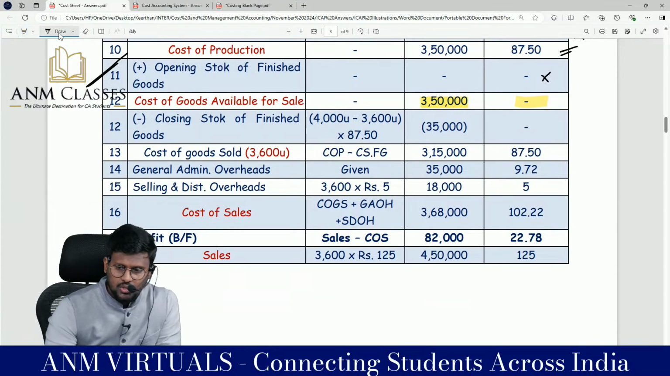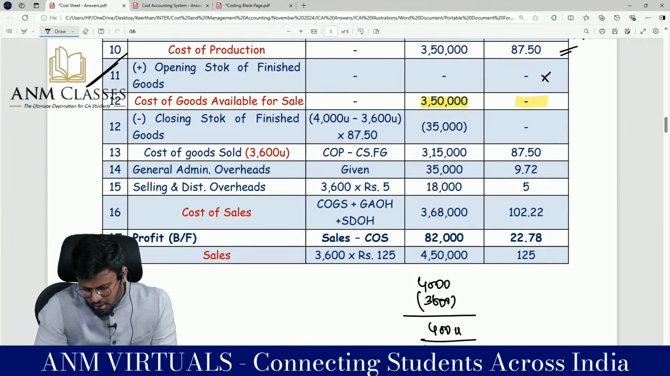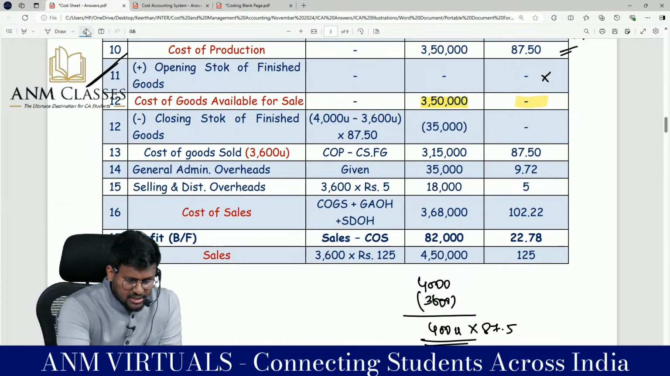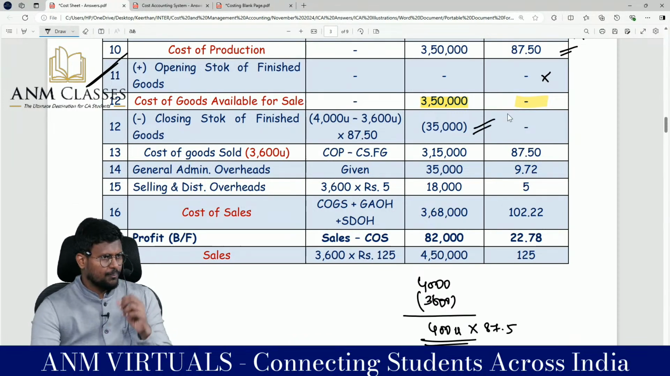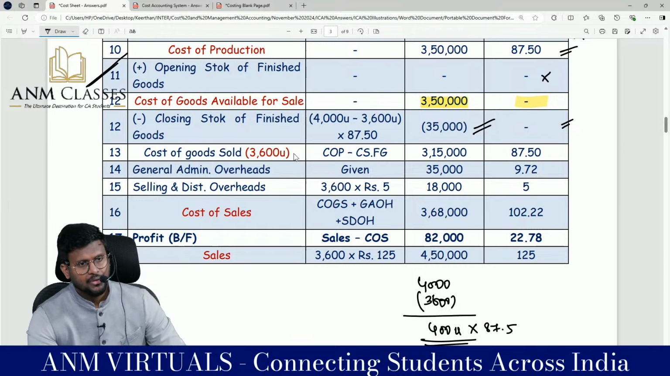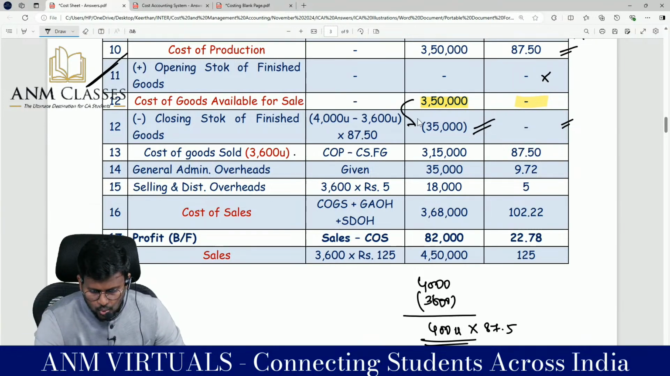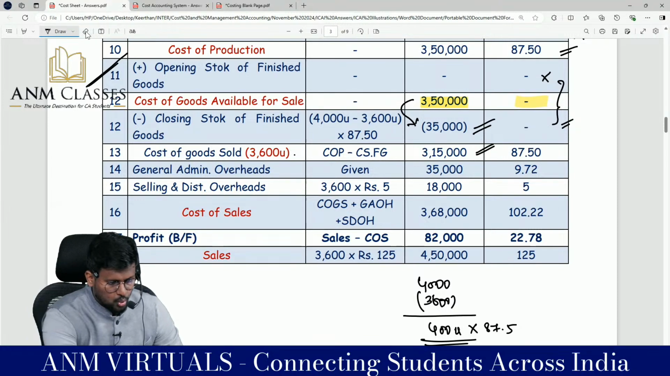Less closing stock of any goods. How many units produced? 4,000 units, less units sold 3,600. So 4,000 minus 3,600 comes to 400, which is the closing stock. It should be valued at 87.5. So 400 into 87.5 comes to 35,000 is the value of closing stock. You should not value per unit, put a dash. So cost of goods sold is how many units? 3,600 units. 3,50,000 minus 35,000 comes to 3,15,000.